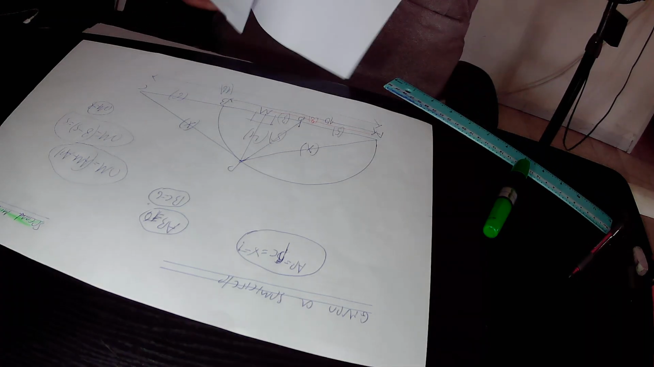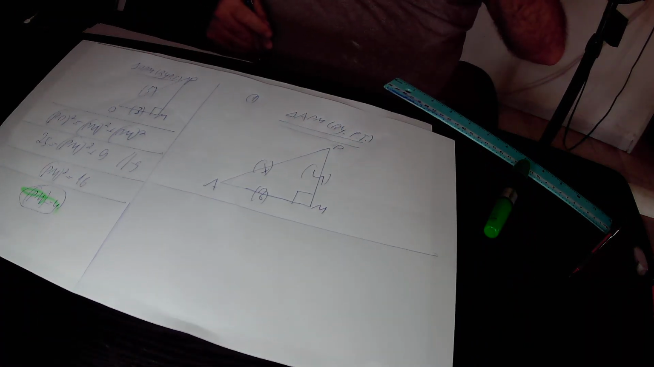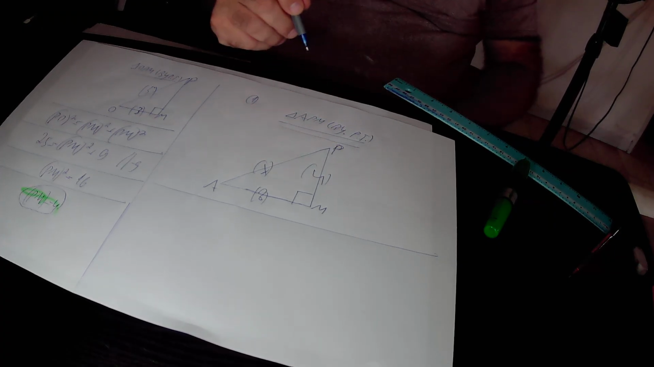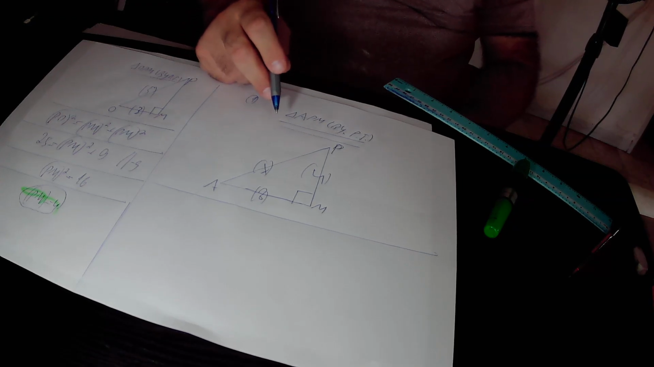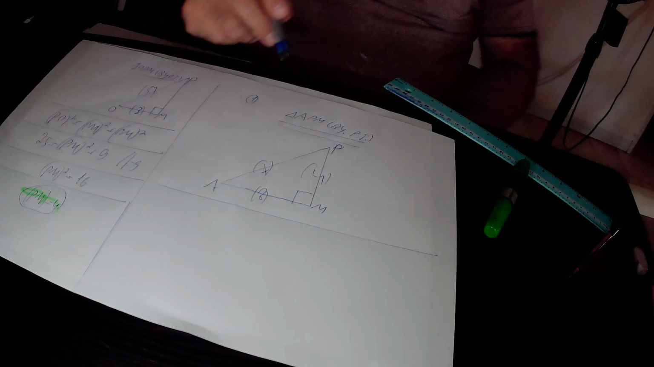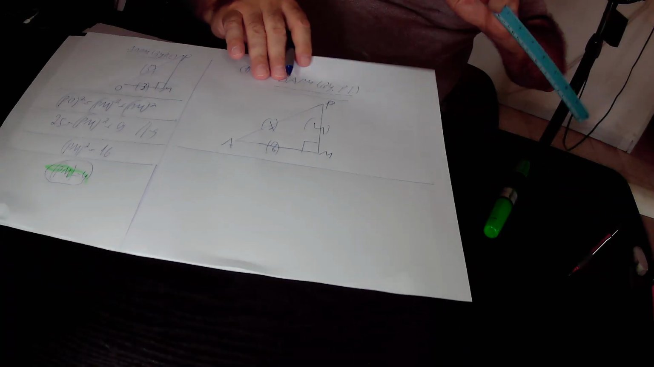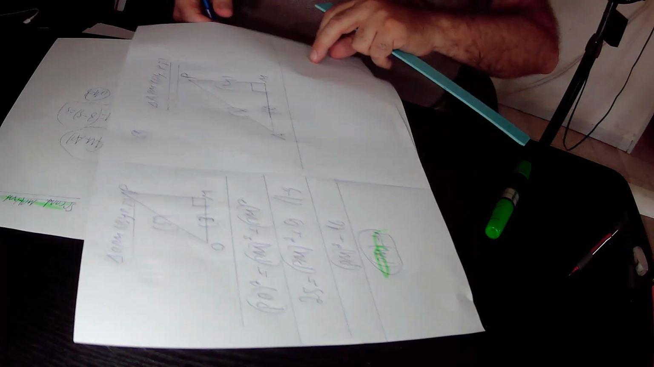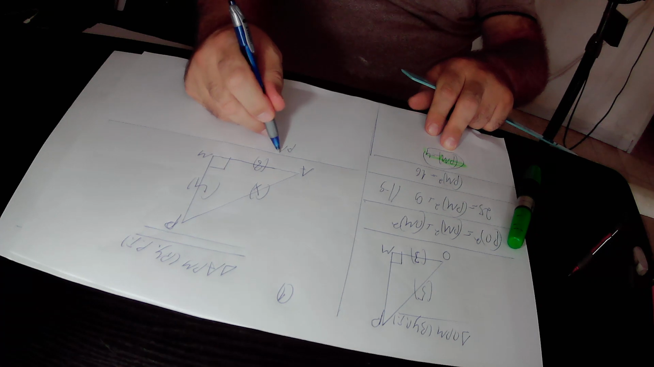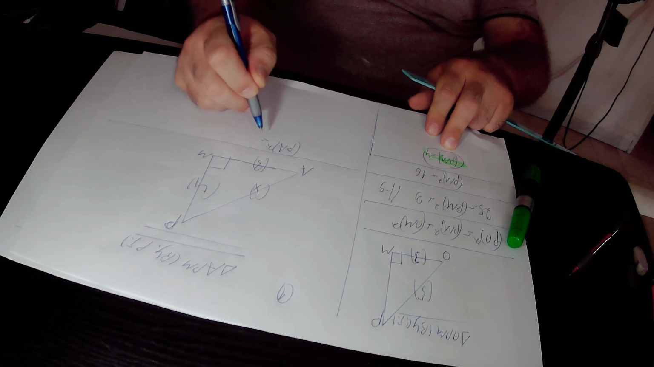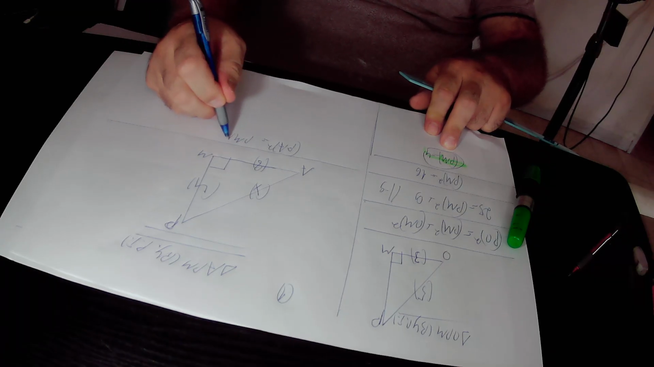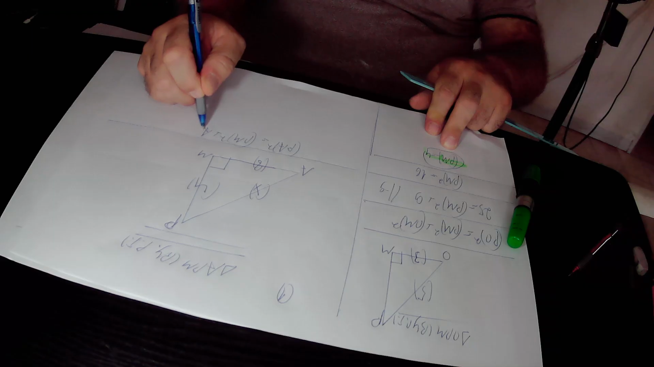So actually, this is the right triangle APM, according to the original drawing. This right triangle APM, according to the Pythagoras theorem, PA squared, that is the square of the hypotenuse, equals PM squared plus MA squared. So I write it down. PA squared, that is the square of the hypotenuse, is equal to PM squared plus AM squared.